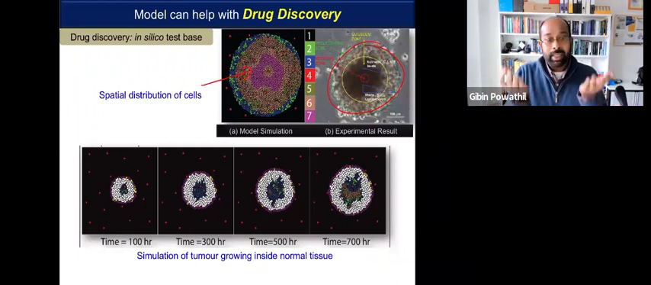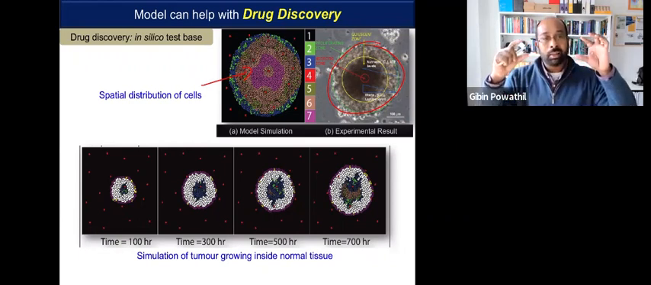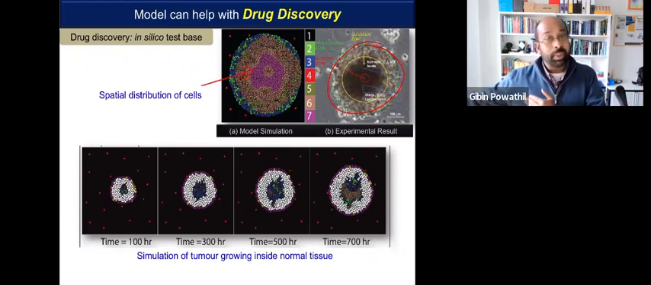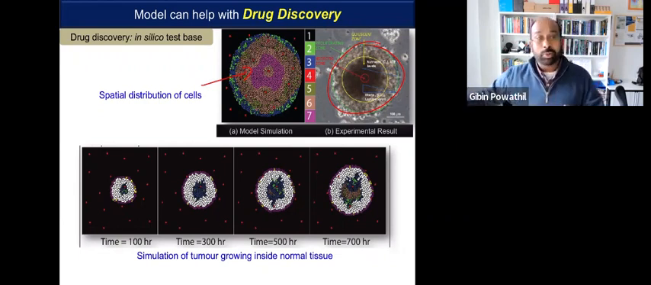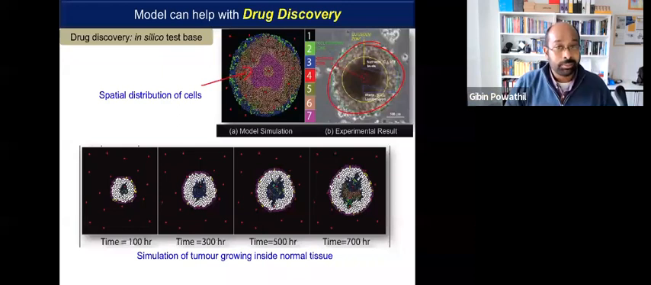So once we have a calibrated growth model, then we can give various treatments and try to select the options that they need to take for experimental testing. So it reduces the wastage, and it reduces the economic cost of developing a drug.